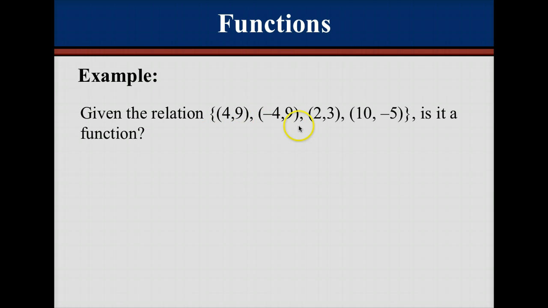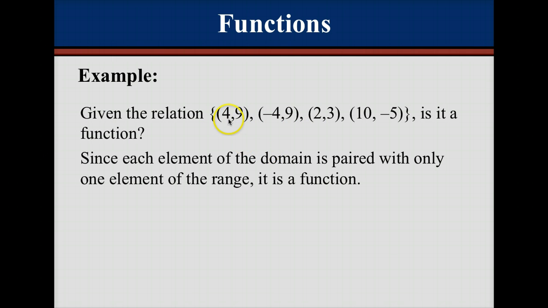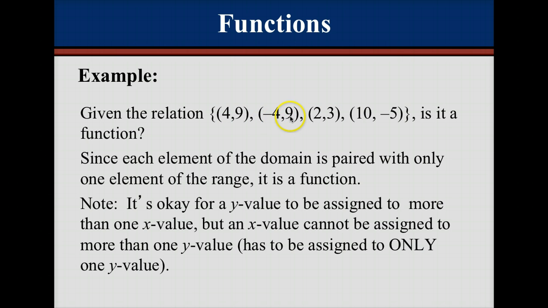So given this relation, is it a function? Since each element of the domain, so the domain is x, we look at all those values, is paired with only one element of the range. So this 4 is not a 4 listed later on with another number. 4 goes to 9. It's okay that the -4 also goes to 9. The trick is, does this input have more than one output? And it does not. It's assigned only one y value. So this one is a function.